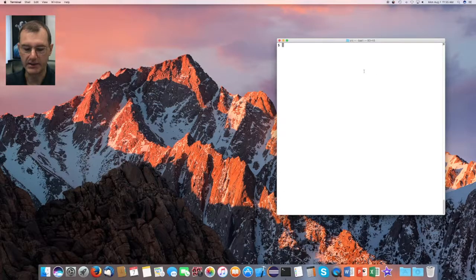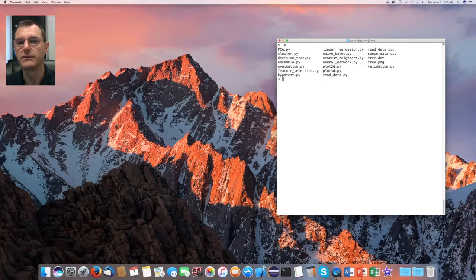So here we are back in our directory for source code, and here we're interested in the naive Bayes classifier. So let's run that. And you see that it outputs an accuracy of about 95%.